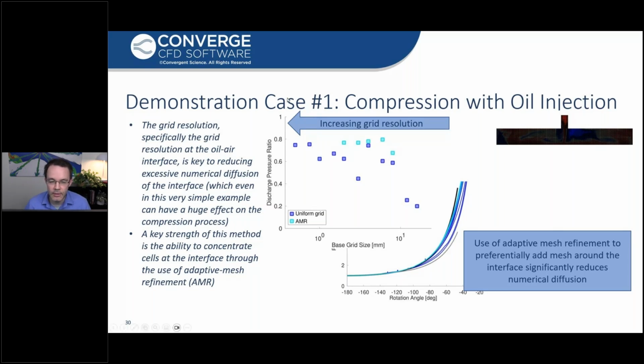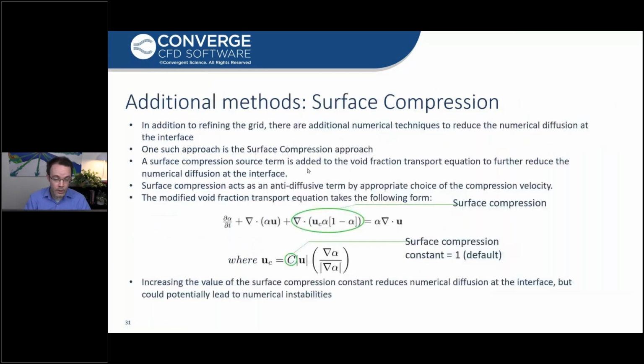However, what you notice is that even for the very fine meshes with adaptive mesh refinement, the discharge pressure ratio kind of stagnates around 0.8. We can get a more efficient or a less costly solution for the same accuracy using adaptive mesh refinement, but it never helped to get the discharge pressure ratio any higher than what it was before. So for this approach, in order to further reduce the amount of numerical diffusion at the interface, we turn to one of the new features of Converge, namely surface compression. In surface compression, we apply a numerical technique to reduce the artificial diffusion at the interface between the two phases.